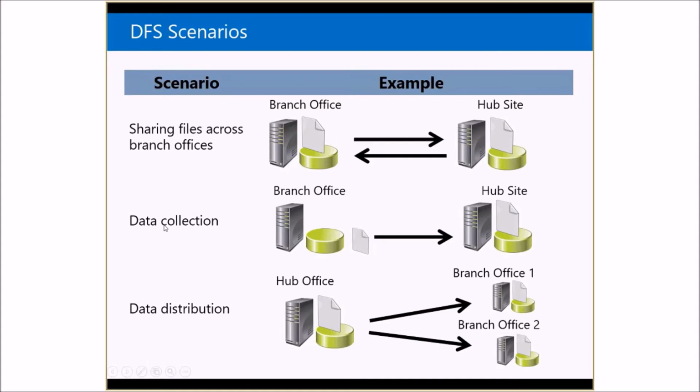There could be a data collection scenario, which means that we've got the head office, we've got all these branch offices, and every month the branch offices have to submit a report. Instead of actually sending it by email, they just put it into a folder that's on DFS, and that folder gets replicated to the head office, and the people at the head office can read these reports. In this case, the replication is one direction only. It could be distribution.